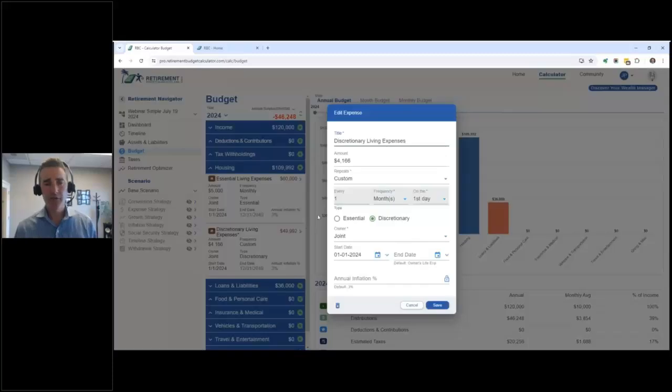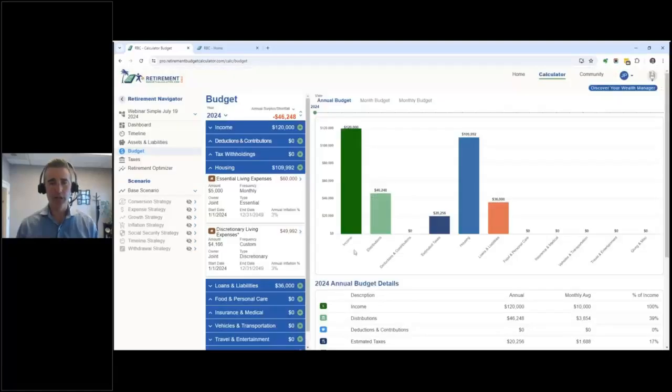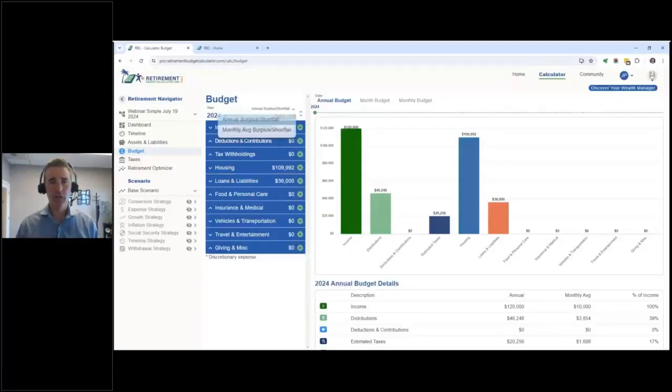And then I also have discretionary expenses of $4,166 per month. And that's a joint expense. I marked it discretionary, and it's going to continue for life. You'll notice up here, you can choose between annual surplus and shortfall or monthly.